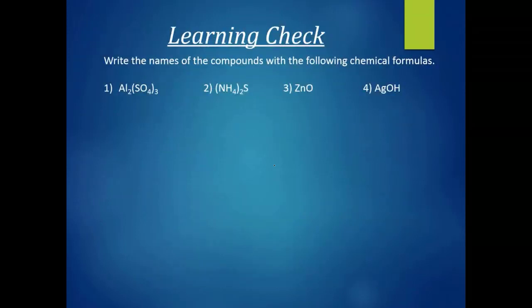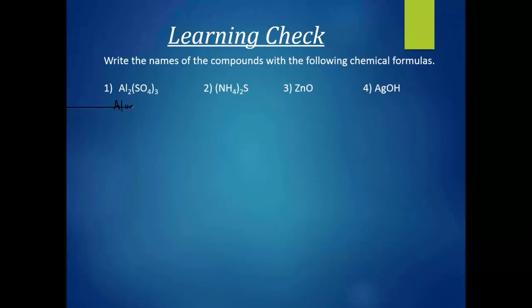So let's write the names of the compounds with the following chemical formulas. So for number 1, let's name the cation. What's the name of the metal ion for number 1? Aluminum.